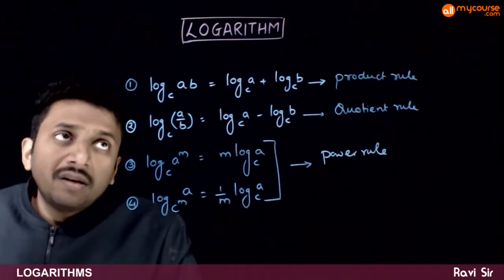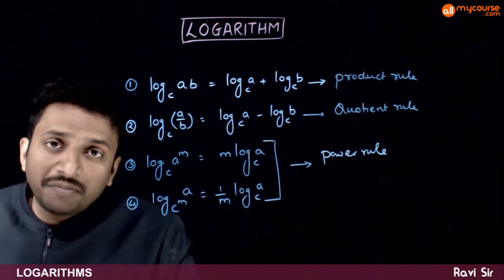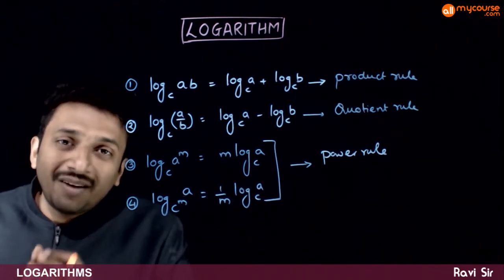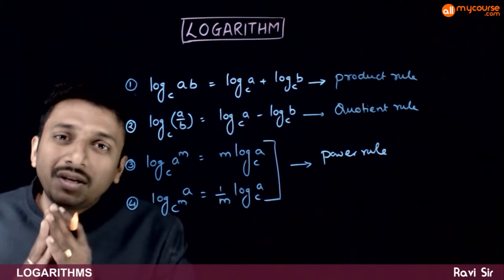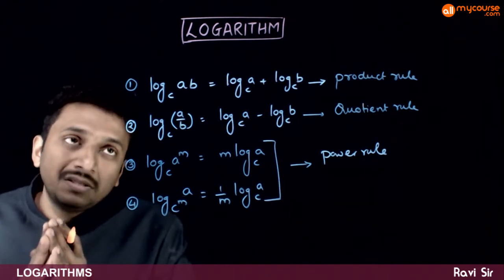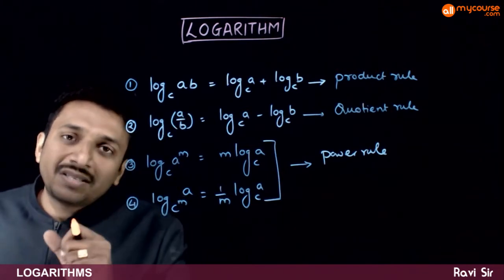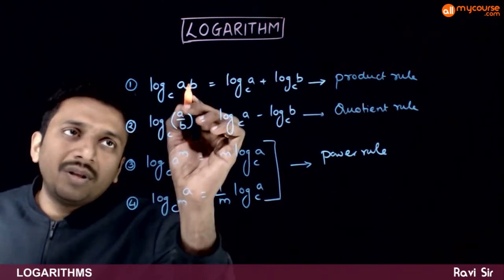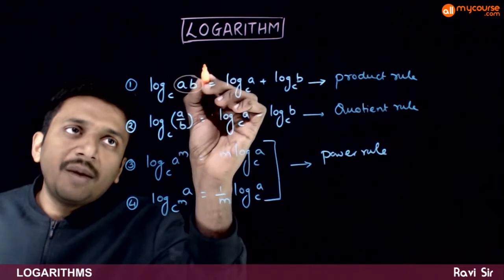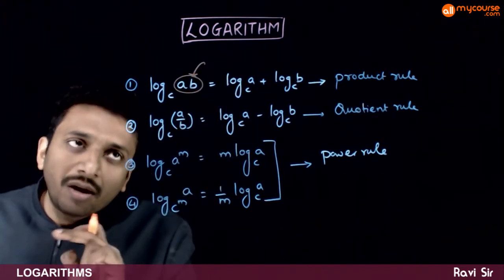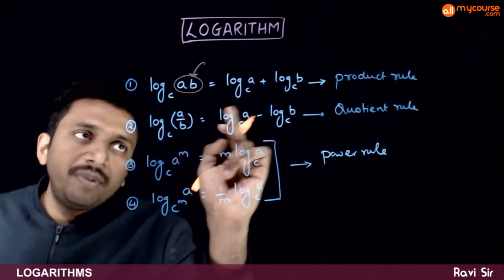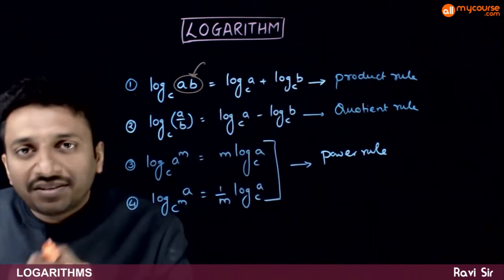So the next topic is the properties of logarithms. This is the most important topic and will be useful for you in solving a lot of problems. The properties are divided into different sets. The first set of properties are log ab to the base c. If you have a product of two numbers inside log, I can write it as log a to the base c plus log b to the base c.